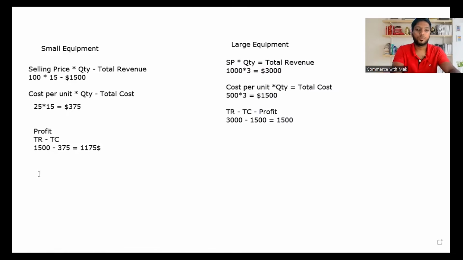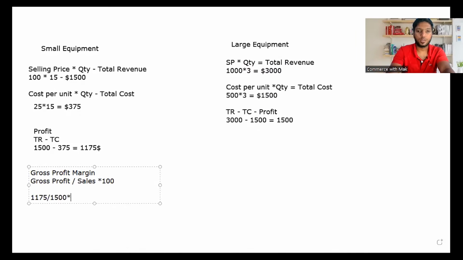How do we do that? So we got a profit of 1,100 and gross profit margin. I'll write the formula for gross profit margin. So I have a cost of 1,175. I mean, I got a profit. First of all, I'll show you how to get this gross profit. The formula is profit divided by sales into 100. So I'm going to take 1175 divided by 1500 into 100. What is my percentage? Take your calculator and find the answer now.